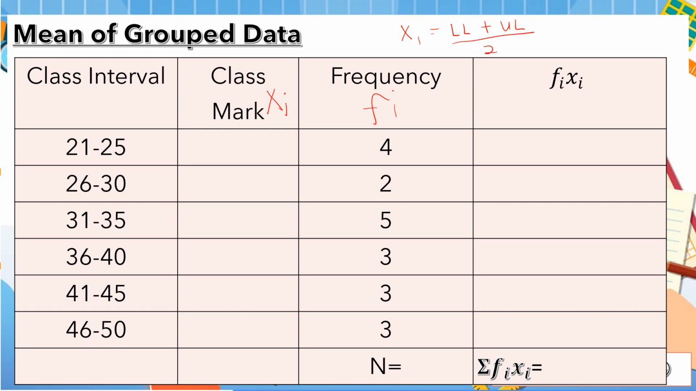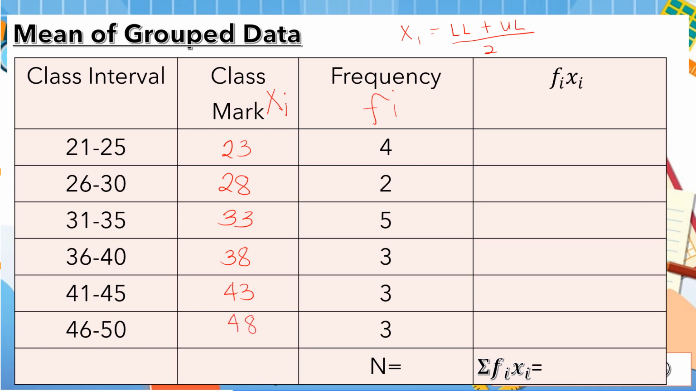For the first class mark, we have 21 for the lower limit and 25 for the upper limit. So 21 plus 25 divided by 2. As I compute, the answer is 23 for the first class. Then 26 plus 30 divided by 2 is 28. For the third class, 31 plus 35 divided by 2, the answer is 33. 36 plus 40 divided by 2, the answer is 38. 41 plus 45 divided by 2, the answer is 43. And then 46 plus 50 divided by 2, the answer is 48.